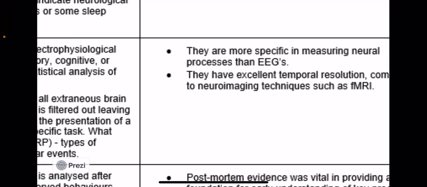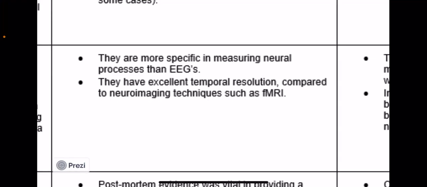So strengths. They are more specific in measuring neural processes than EEGs. They have excellent temporal resolution compared to neuroimaging techniques such as fMRI.